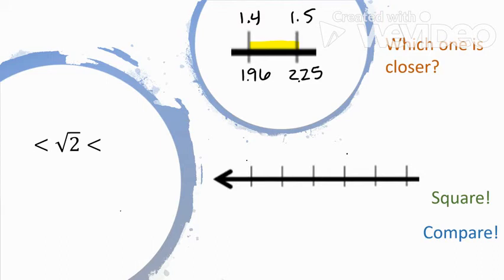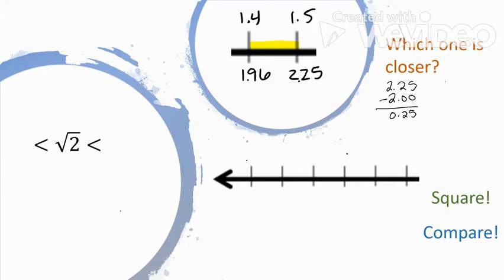So now I'm going to do the same thing again. I'm between 1.4 and 1.5, but which one is closer? I'm going to need to do some subtraction here and see which one is closer. So I've got 2.25 minus 2 is 0.25. So that means 2 is 0.25 away from 2.25.